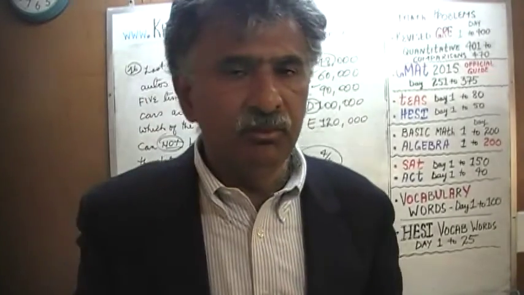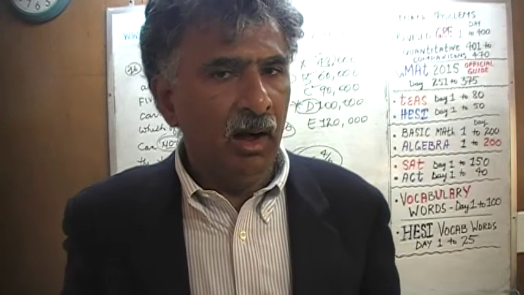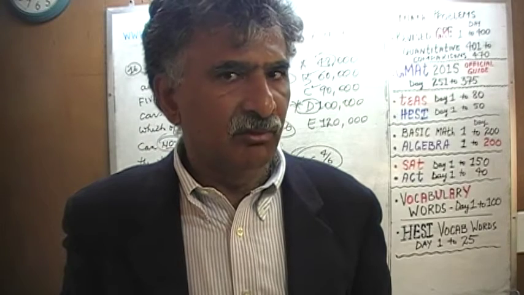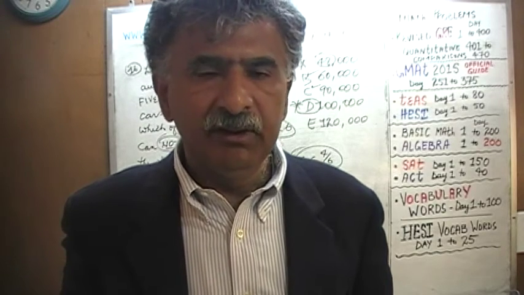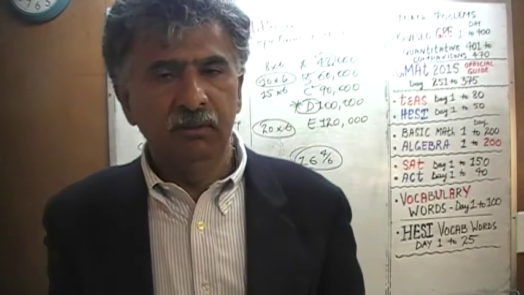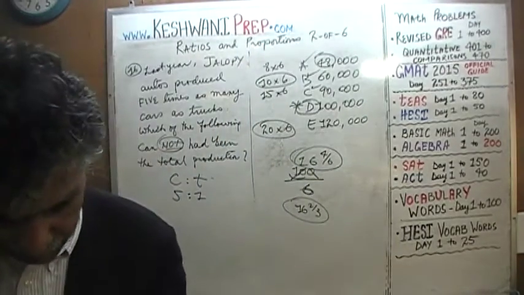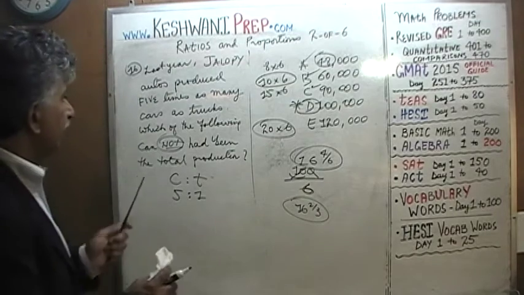They could not have possibly produced a total of 100,000 vehicles if they produced cars and trucks in the ratio of 5 to 1. It is simply physically impossible for them to have produced 100,000 vehicles. You understand? 17. Number 17. Let's do it here.